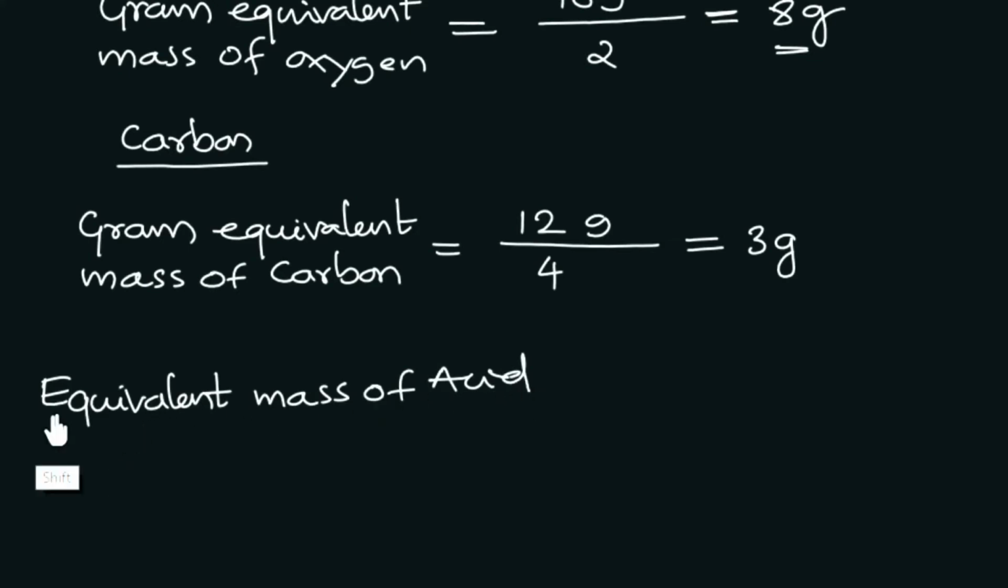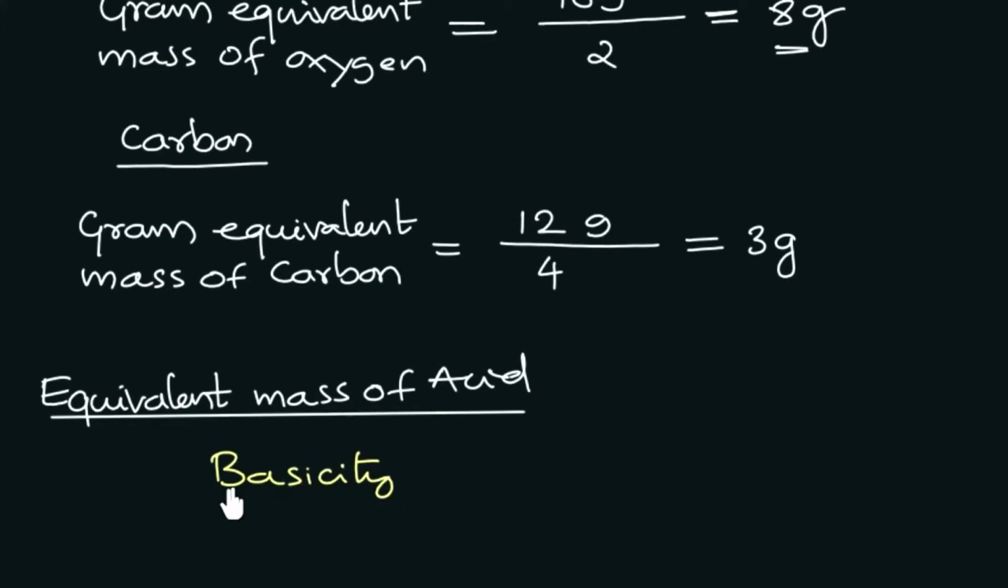To calculate the equivalent mass of an acid, we should know the term called basicity. This term is important to understand the equivalent mass of acids. So what is the basicity? The basicity is the number of replaceable hydrogen atoms present in one molecule of acid.